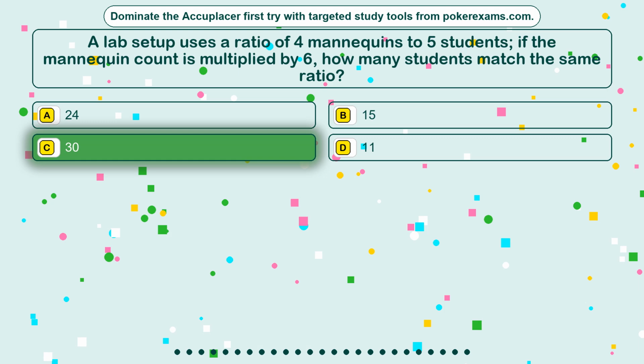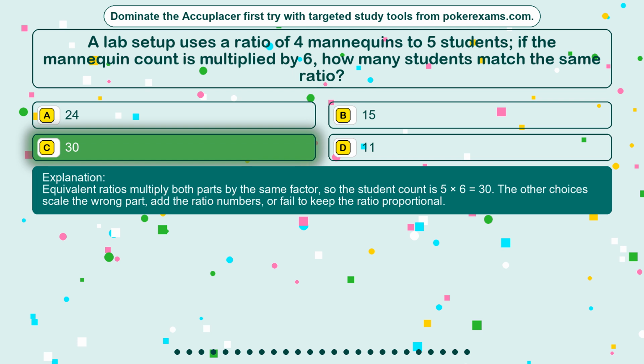The correct answer is option C, 30. Equivalent ratios multiply both parts by the same factor, so the student count is 5 times 6 equals 30. The other choices scale the wrong part, add the ratio numbers, or fail to keep the ratio proportional.